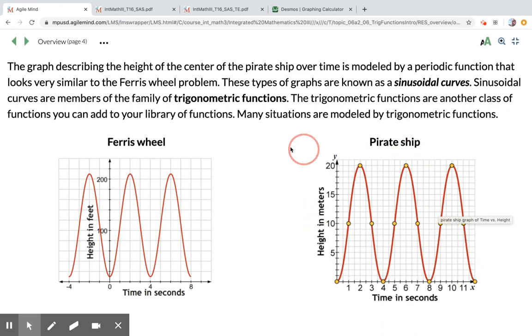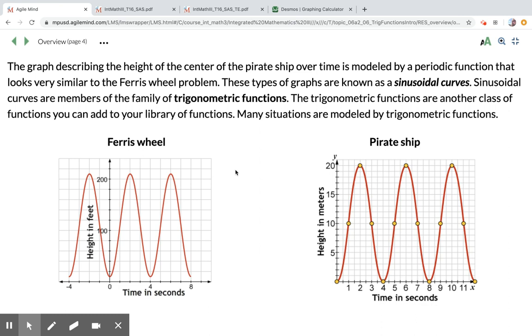So the graph describing the height of the center of our pirate ship is also, you can see, a periodic function. And it looks very similar to our Ferris wheel problem. I mean, there's some differences, but golly, it's awfully similar. These are what we call sinusoidal waves or sinusoidal curves. They kind of look like sound waves, and there's a reason for it, because sound waves are based on sinusoidal curves. Sinusoidal curves are members of our new function family called trigonometric functions.